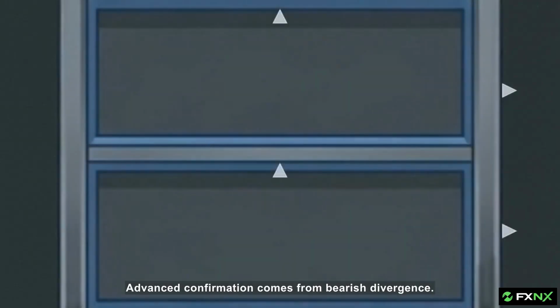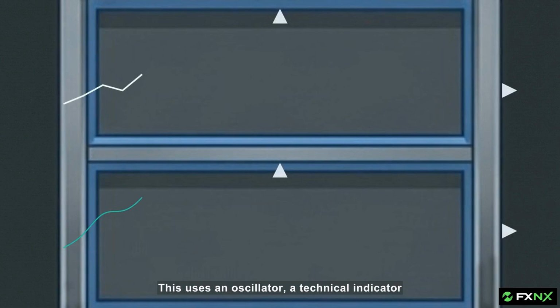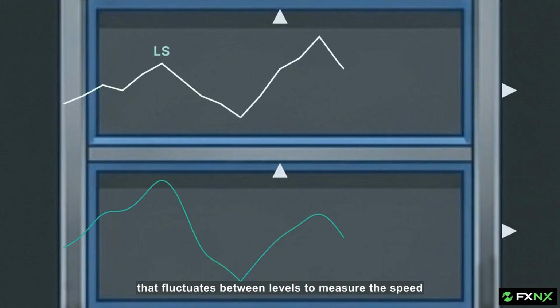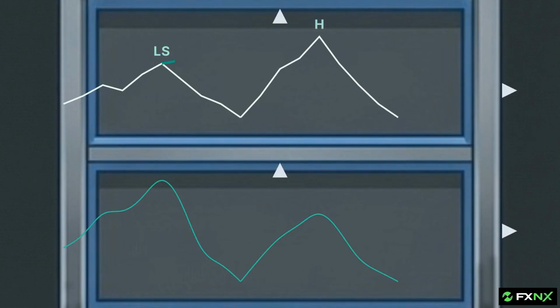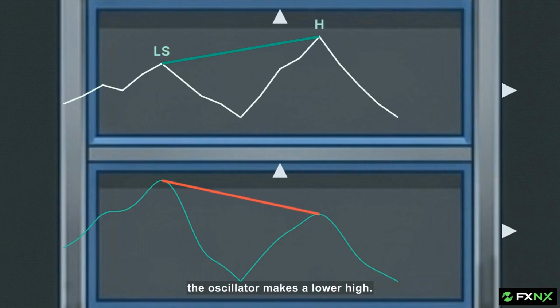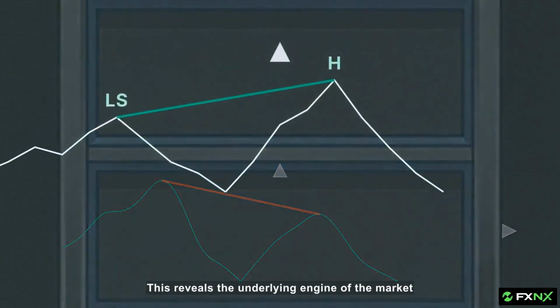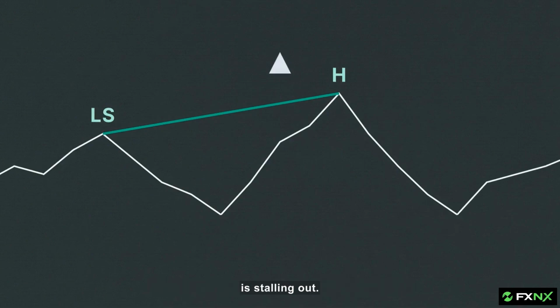Advanced confirmation comes from bearish divergence. This uses an oscillator, a technical indicator that fluctuates between levels to measure the speed of price changes. Even when the price makes a higher high, the oscillator makes a lower high. This reveals the underlying engine of the market is stalling out.